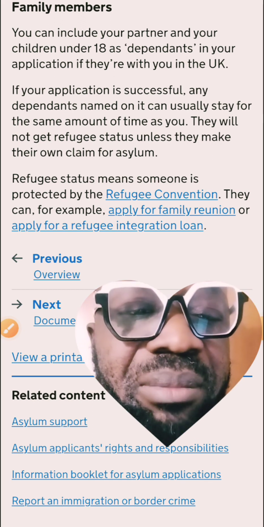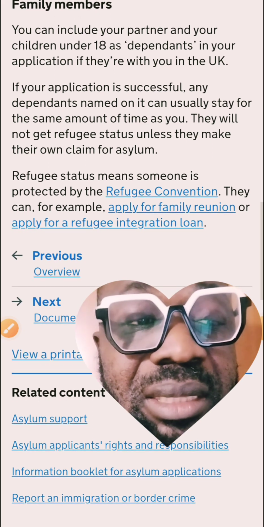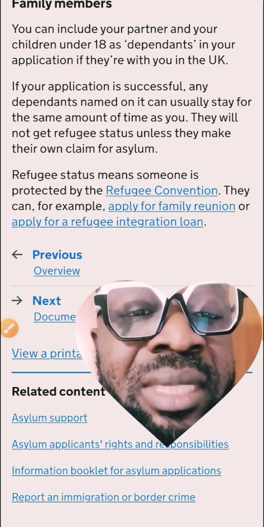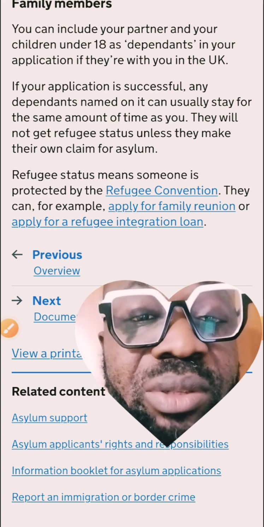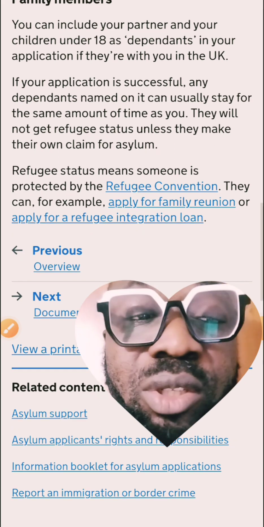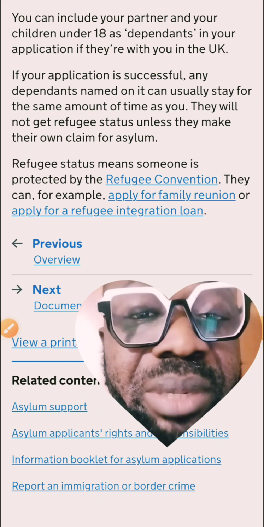And for your family members too, you can include your partners and your children under 18 as dependents in your application. If they are with you in the UK, you must presently be in the UK.